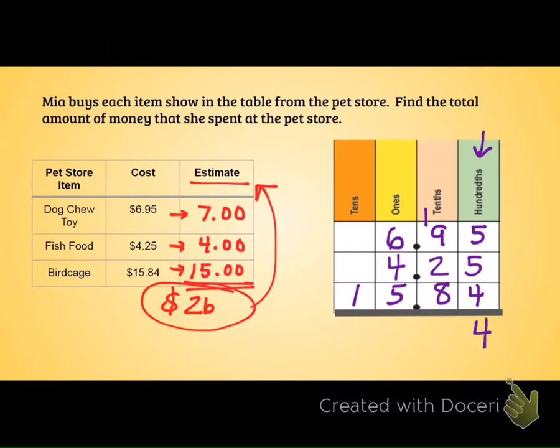Imagine you had 14 pennies. Couldn't I change that into 1 dime and 4 pennies left over? That's what I just did there with the rounding.